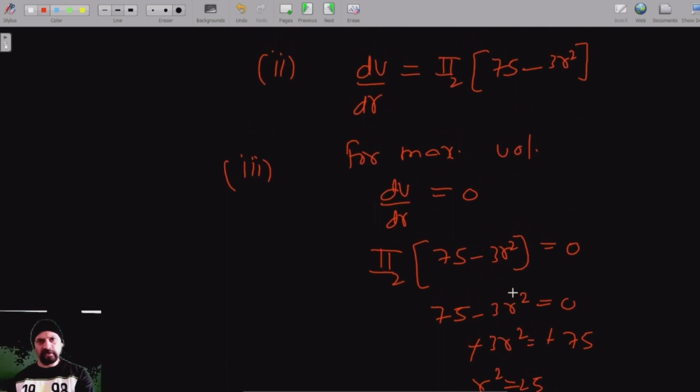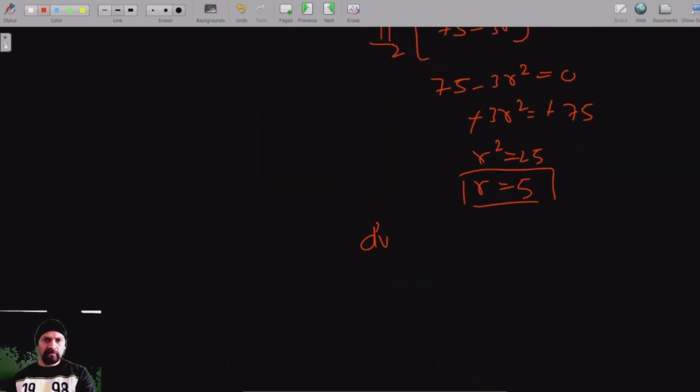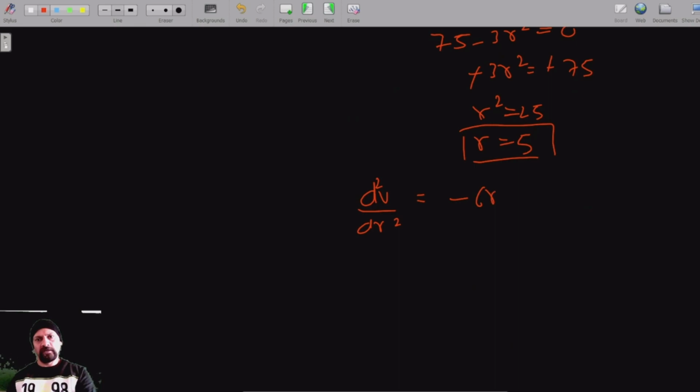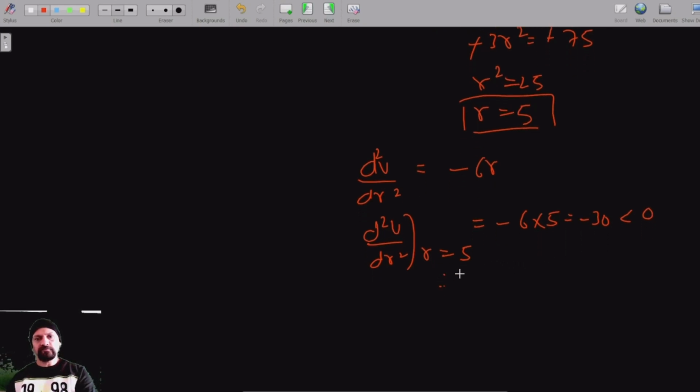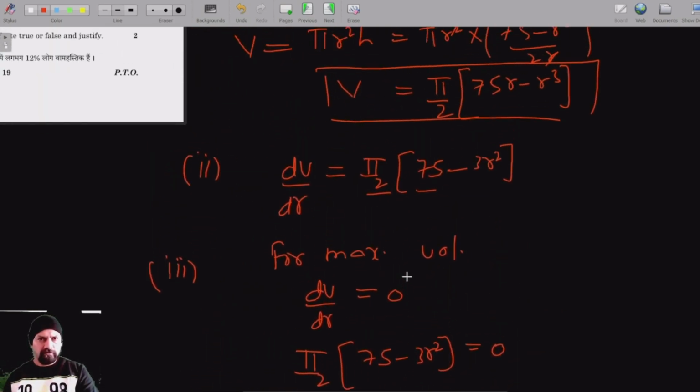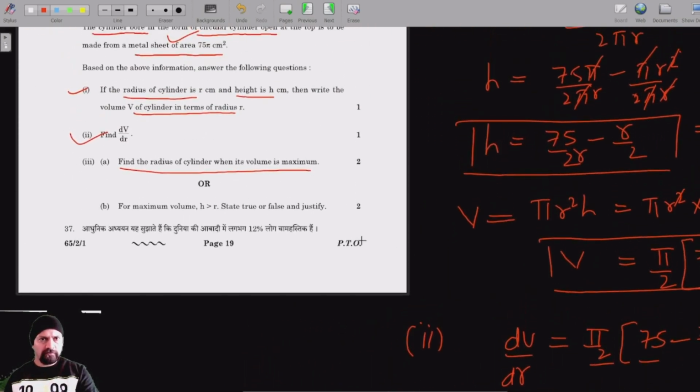Let's check whether the volume is maximum or not. When r is equal to 5, let's find out the second order derivative. Second order derivative is pi by 2 into minus 6r. So the second order derivative when r is equal to 5 is minus 6 into 5, which is equal to minus 30, which is less than 0. Therefore, volume is maximum when r is equal to 5.